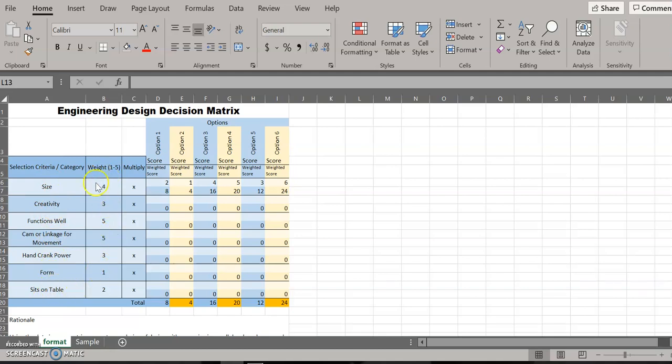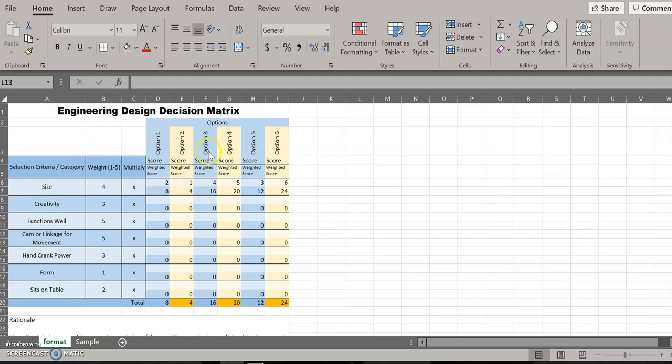The next important column to talk about is weight. On a scale from 1 to 5, or you can use 1 to 10, whatever you like, which one is going to have the heaviest impact on your decision? Which one is going to have the lightest impact on your decision? For example, here, it looks like the form is going to have the least impact on the decision that you're going to make, and the function, or the cam or linkage for movement, is going to have the most impact.